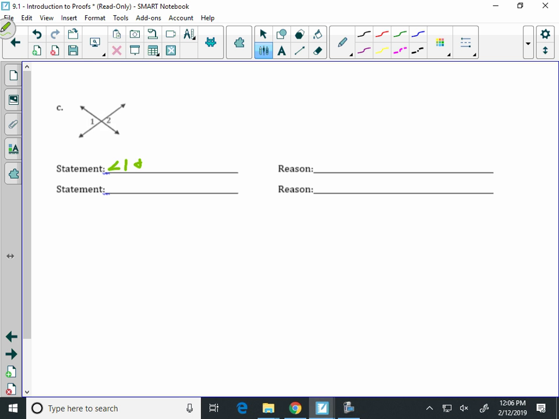We know angle 1 and angle 2 are vertical angles. Again, I like to abbreviate. Okay? Our reason we can say that, we think we have a vocab word, our reason is going to be, think about what we did yesterday. That vocab word, yeah, definition of vertical angle.